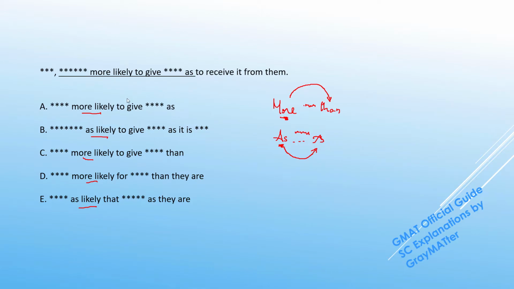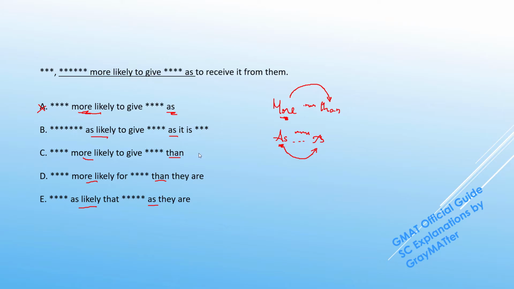Because if we look at A here, this more is actually not followed by than, but is followed by the word as. So this is not idiomatic construction at all. A goes off. But the rest of the answer choices are just fine in this regard. We can see that as likely as, more likely than, as likely as are all proper constructions. So we need to look for another attack point.